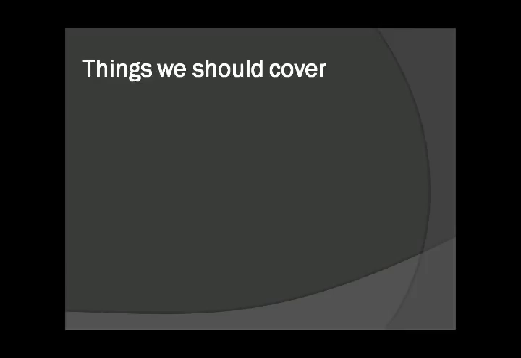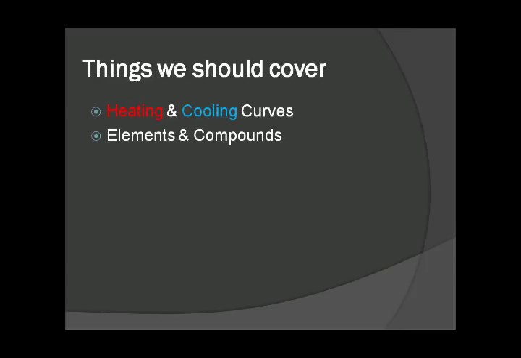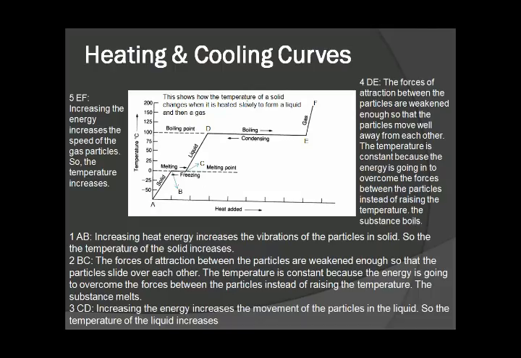The things we should cover in this episode: heating and cooling curves, elements and compounds, physical and chemical properties. So we're at heating and cooling curves. If you look at this, you would see that this substance is going through changes in temperature, and as you can see, it's moving through different states. We're going to read each piece of information, and each point of this graph is labeled.